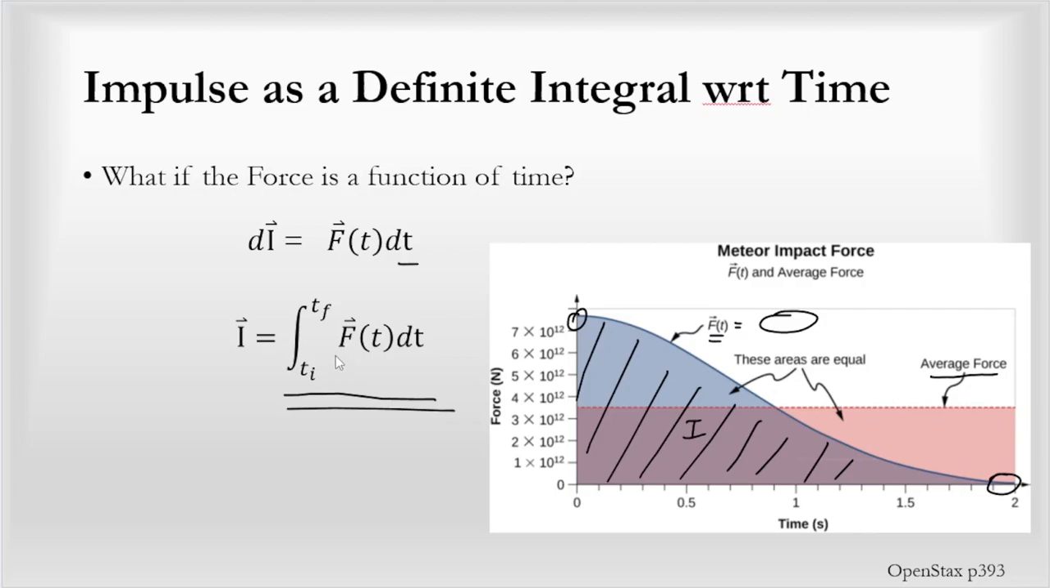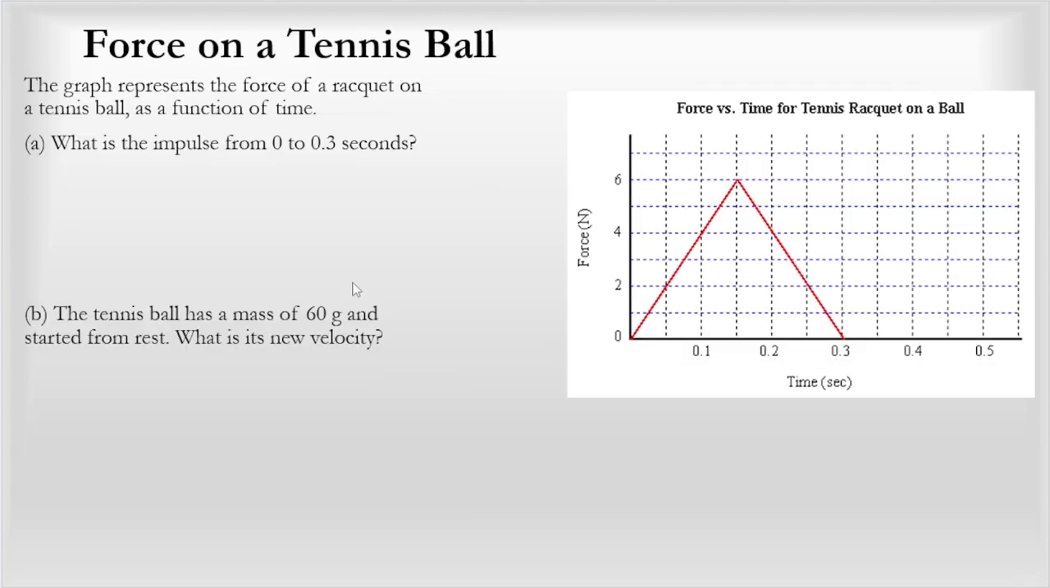We're going to use this tool of calculus in order to help us solve some problems involving areas under curves. And we're going to just look at an area under a curve here. Force on a tennis ball, you can see that the force as a function of time is shown on this graph. All right. Conveniently, there's grids, and we have good solid values here. The graph represents the force of a racket on a tennis ball as a function of time. What is the impulse from 0 to 0.3 seconds?